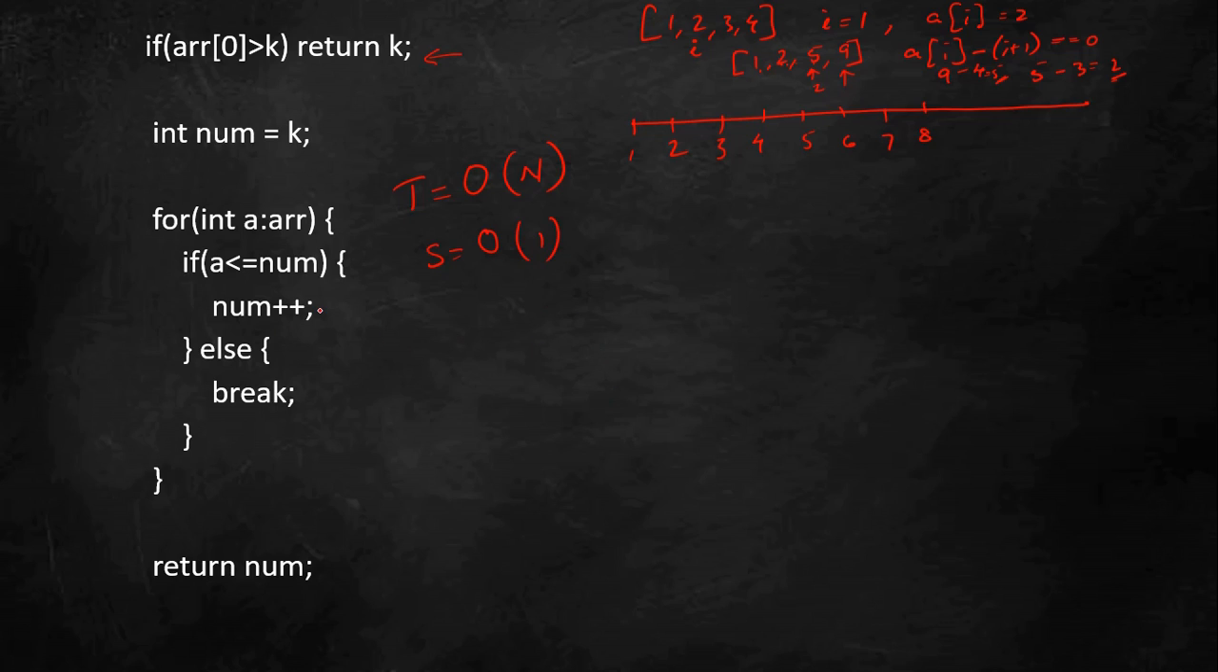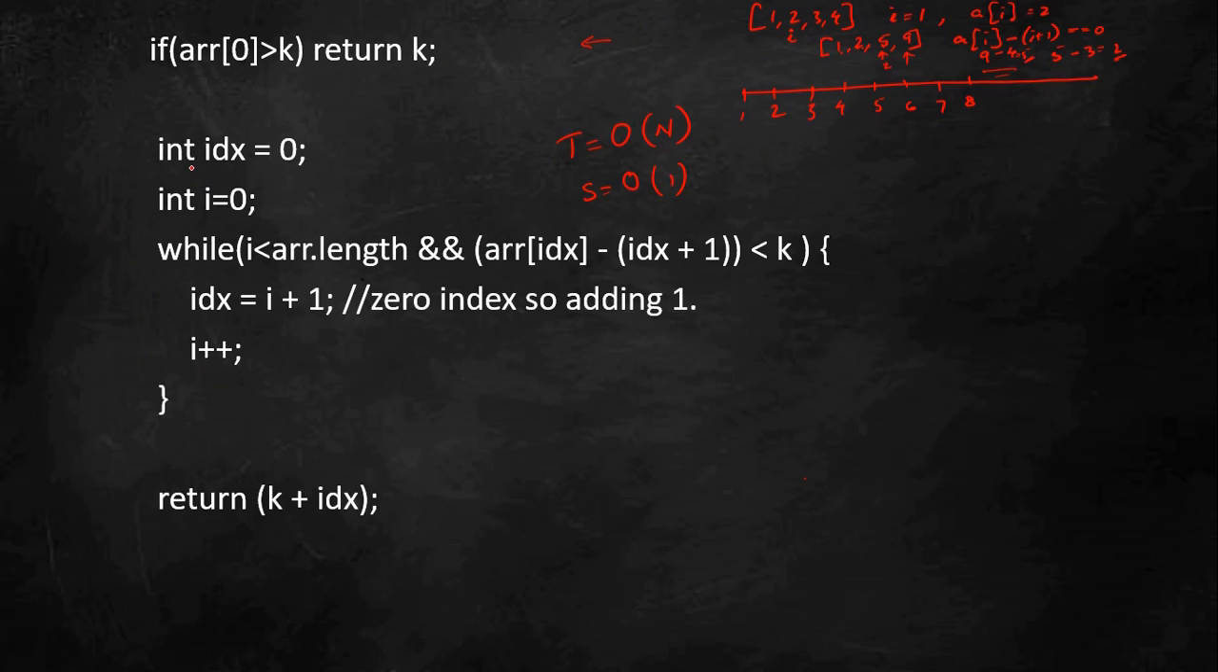So let's see how we can modify this particular logic using the logic that we just mentioned. Okay, so if you see here, what I've done is I've used a while loop to go over the array, and the condition that we checked here is a of i minus (i plus 1). If it is equal to 0, then there is no missing number.